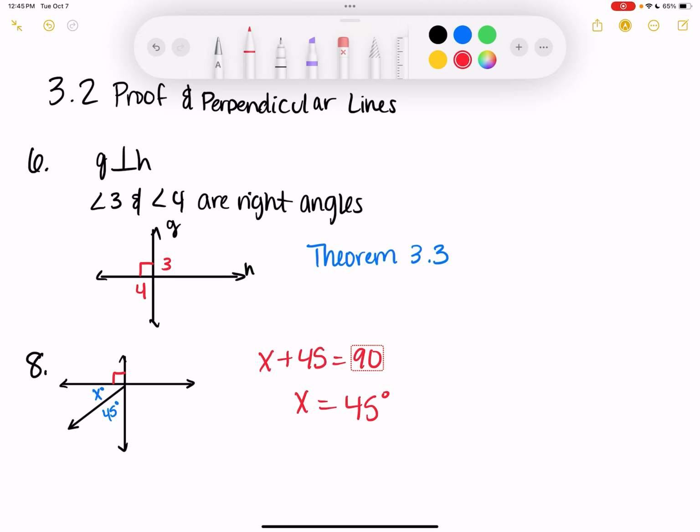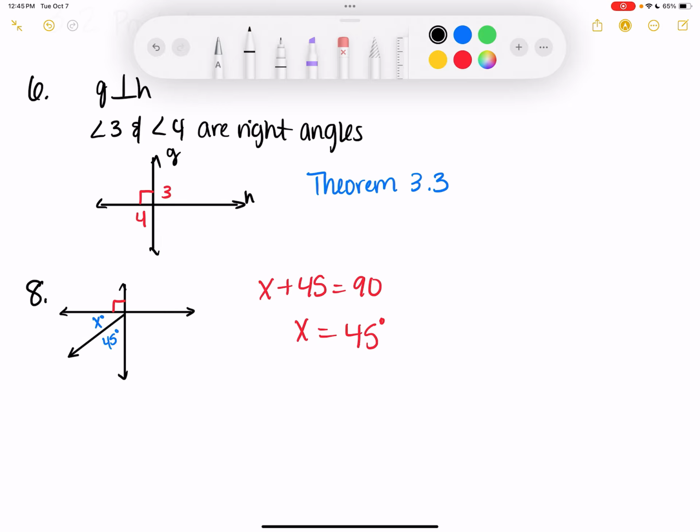Just for reference, if you're checking your answers in the back, they have a degree symbol on x, so they often don't write it over here. I'm not going to be picky one way or the other. If you write the degree symbol, you write it. If you don't, you don't. But I usually write it just out of habit. But just so you're aware, that's not going to lose you points if you do or don't write it.